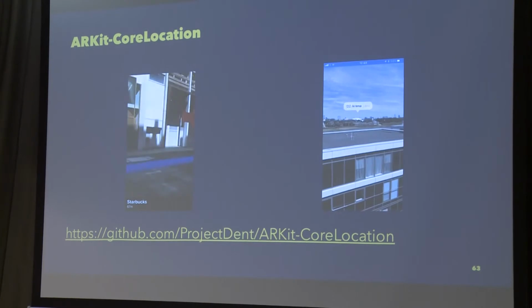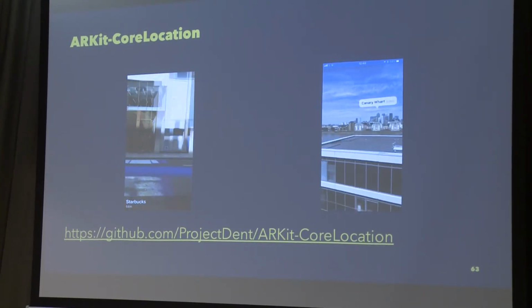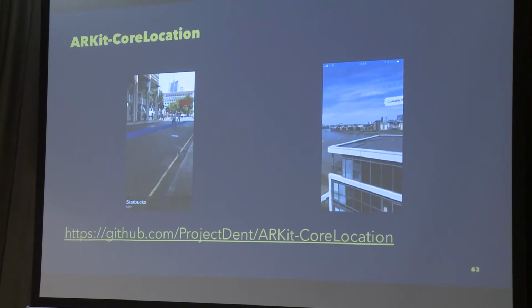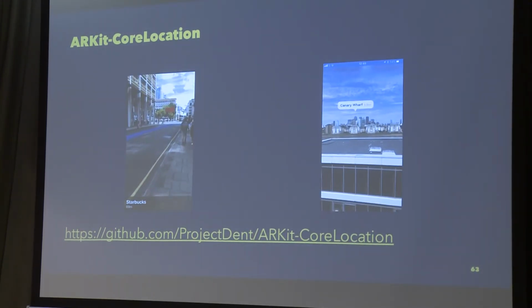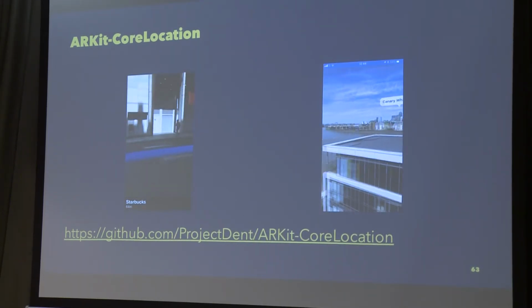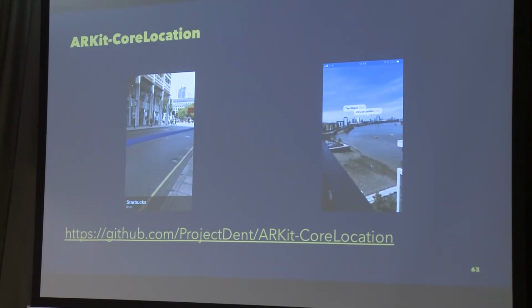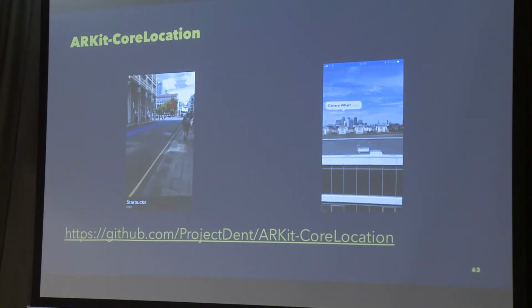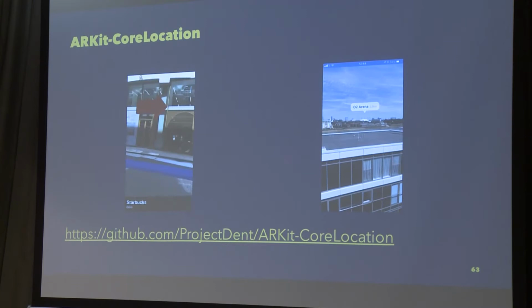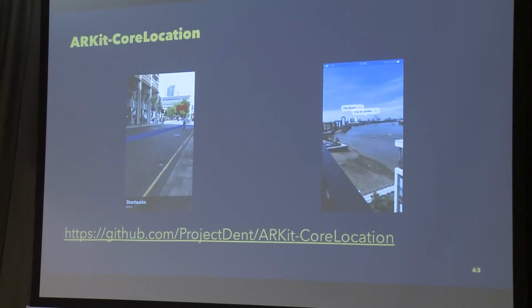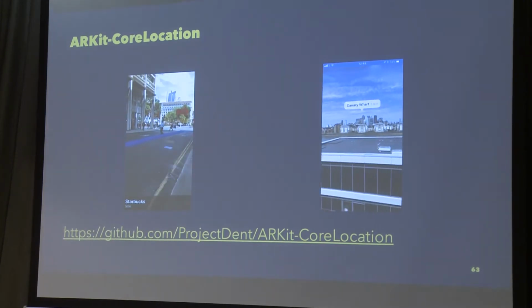And this is another use case I found. It's a project on GitHub. It's open source. It's called ARKit Core Location. It just gives directions as you move, and you can see them, just huge signs. And you can also see on the right side of the slide, it can point out points of interest on the map. So there are lots of things you can do with ARKit. Those are only some of them.